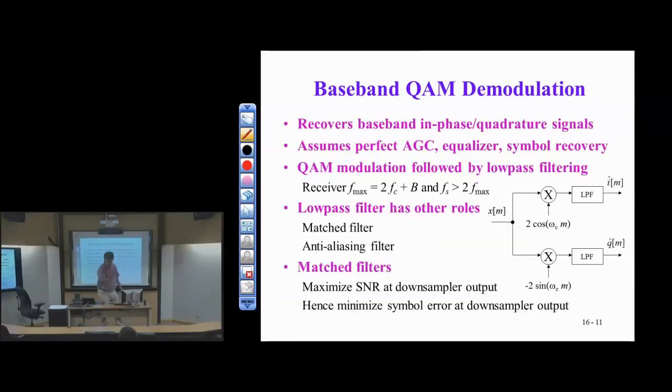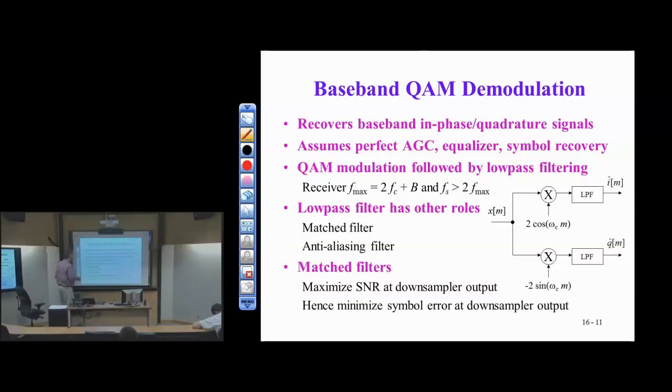So let's talk about that last step, the baseband QAM demodulation. Our job is to recover the baseband in-phase and quadrature signals. This would be ultimately the symbol amplitudes that the transmitter was using on the in-phase and quadrature directions for the QAM modulation. This is going to assume perfect automatic gain control, equalization, symbol recovery, etc. So if I'm a little bit off in one of these adaptive systems, I'm going to see more errors at this stage.